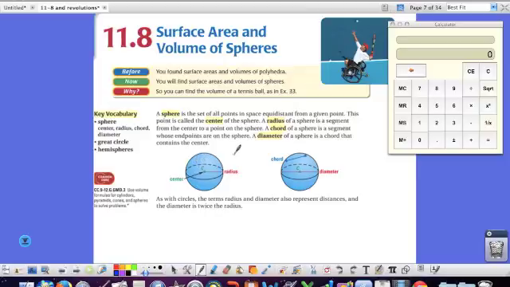A sphere is a set of all points in space equidistant from a given point. This point is called the center of the sphere. So like a center of a circle, we have a center of a sphere. The radius of a sphere is a segment from the center to a point on the sphere.